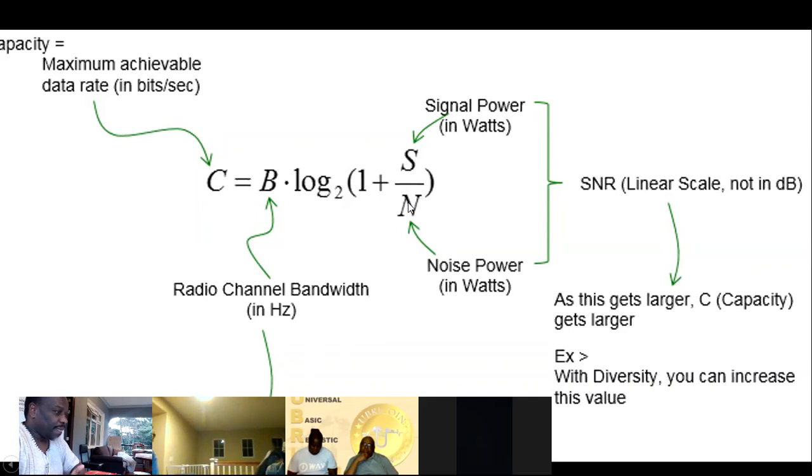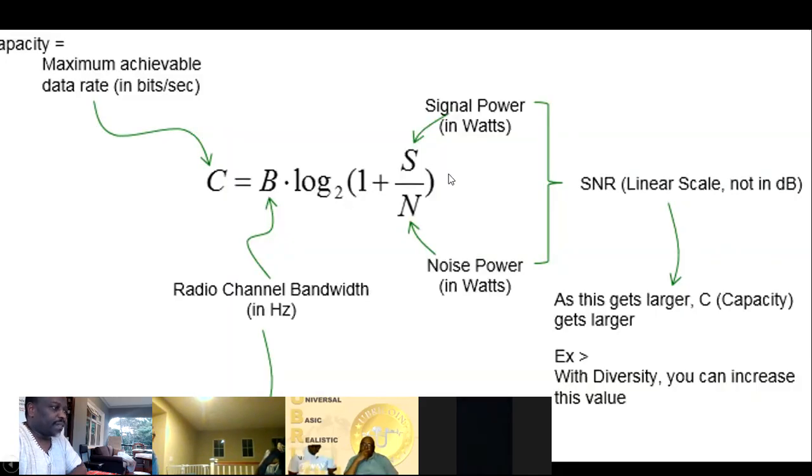When the noise is high and the signal is low, the equation becomes zero. Because if you have very high noise, then one plus the signal over a very high noise, the log base 2 of this equation becomes zero. Log of zero is zero. Even if you had a lot of money, which you don't have, it doesn't work.